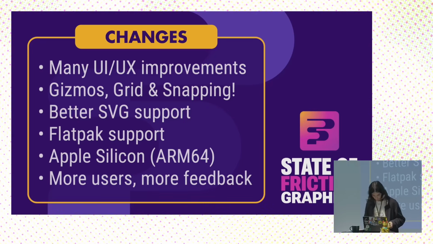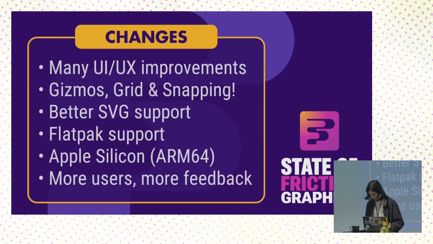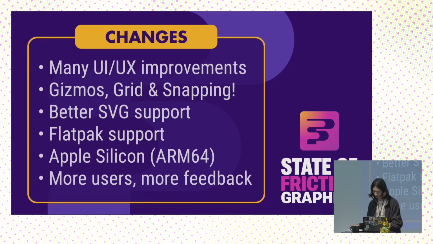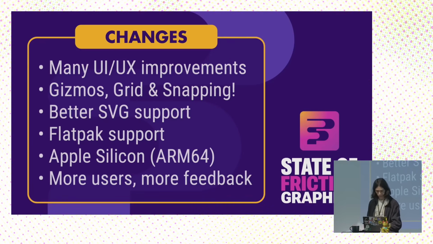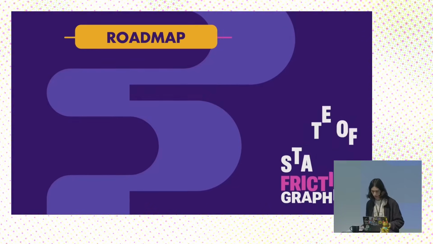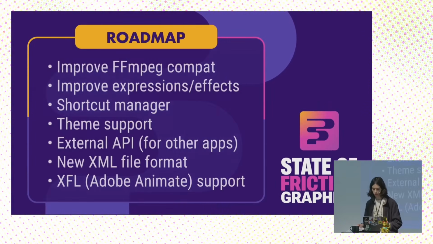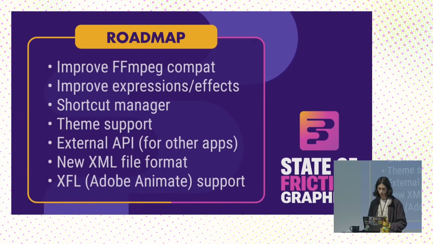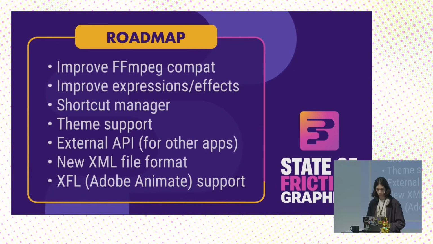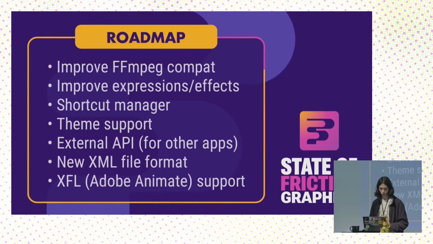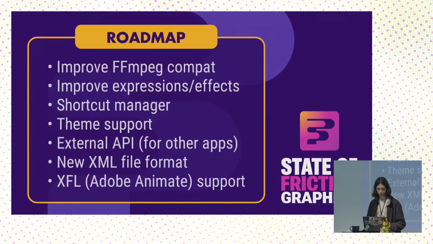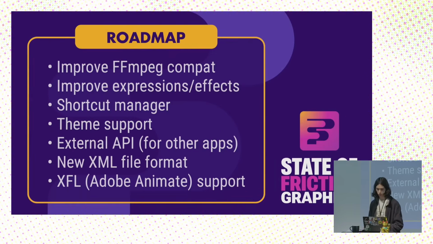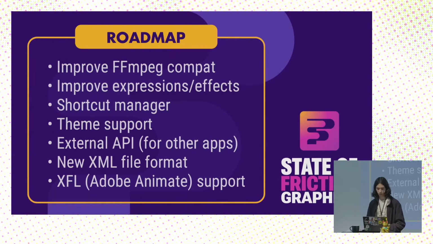Anything else? Oh, and community growth, seen a lot of new users and getting more feedback. So roadmap, they're targeting a 1.1 release by late 2026 or 2027 with FFmpeg v6 plus support. Also refactoring a lot of tech debt, so overhauling expressions and effects to resolve legacy constraints and improve performance and stability. Making a new shortcut manager with fully remappable key binding system.